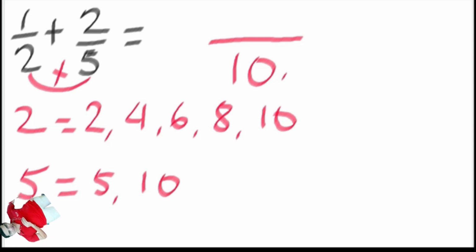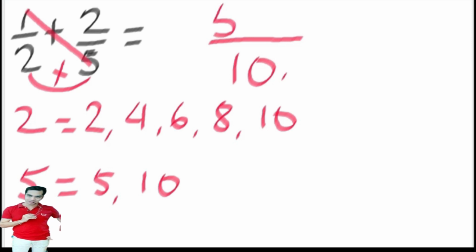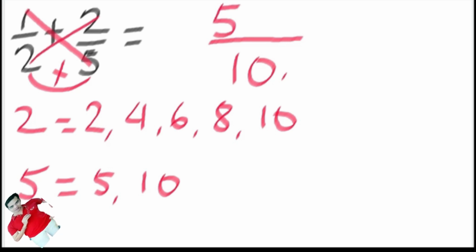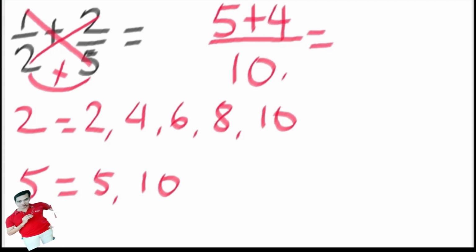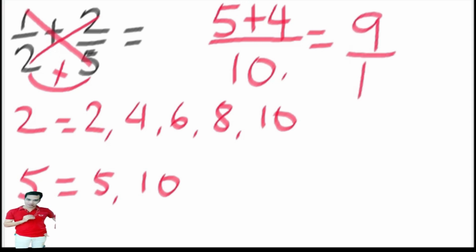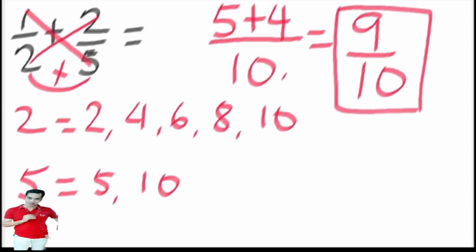Then, apply cross multiplication, or what we call the butterfly technique. Numerator to denominator: we multiply 1 times 5, the answer is 5. Then 2 times 2, the answer is 4. Then add 5 plus 4, the answer is 9. Then copy the denominator of 10. So our final answer is 9 over 10.